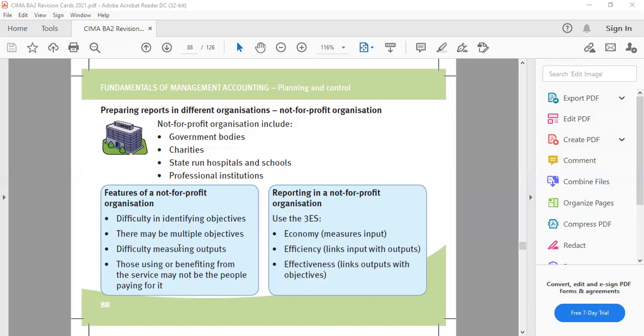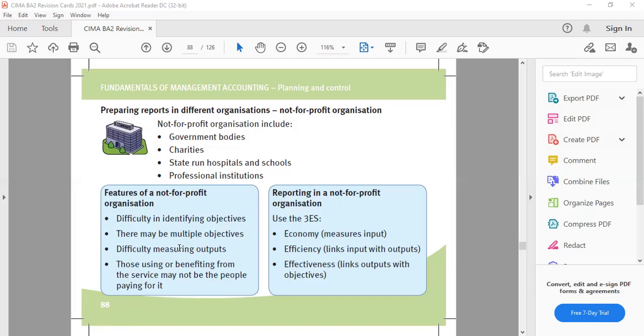There may be multiple objectives. When there are multiple objectives, they have to prioritize which one is the most important objective which has to be fulfilled, and then the next in order. Because there is no profit concept, how do they measure the performance of a not-for-profit organization? There is difficulty in measuring the performance.